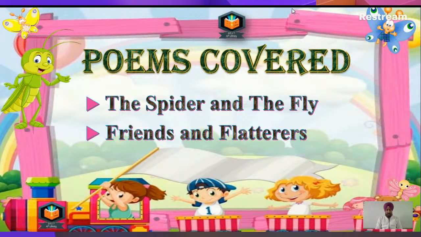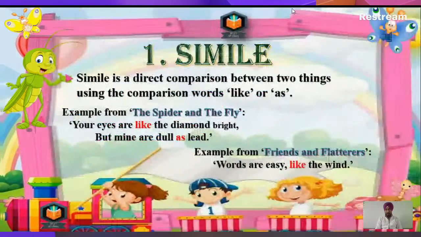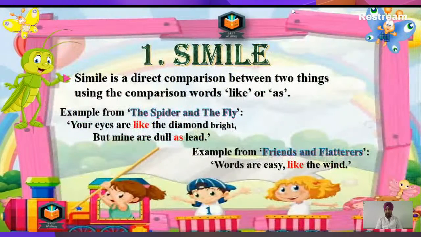In this class of literary devices, we will cover these two poems: The Spider and the Fly, and Friends and Flatterers. The very first literary device is simile.